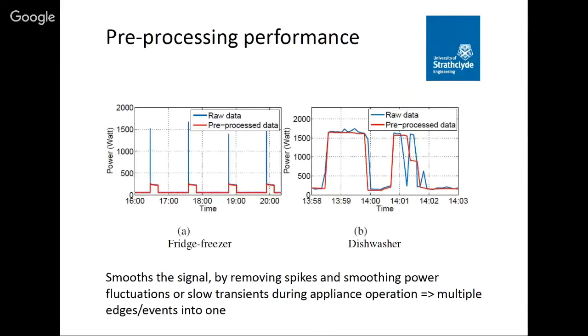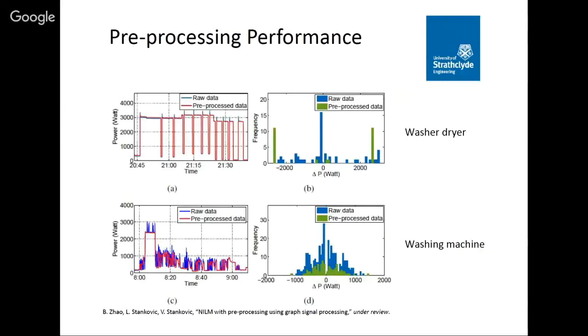So we're trying to smooth the data out. In the fridge, we're just removing your spikes, which can skew your data. So multiple events and edges are mapped and smoothed into 1 or 2 manageable events, which makes the algorithm a bit easier to work with. So this just gives you more examples of how it works.